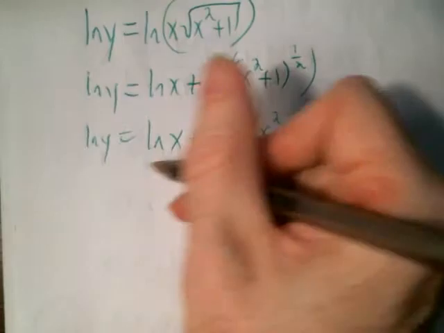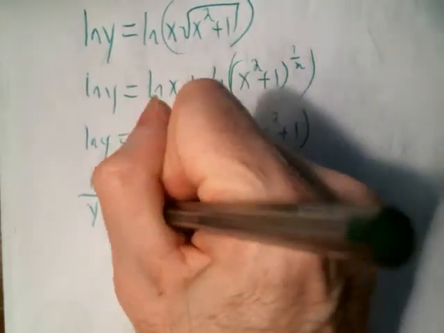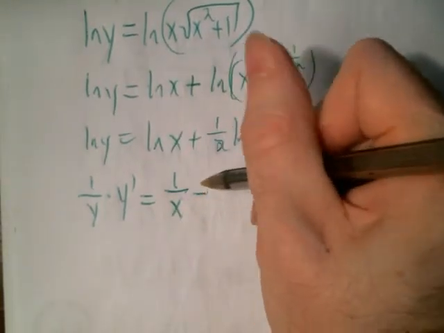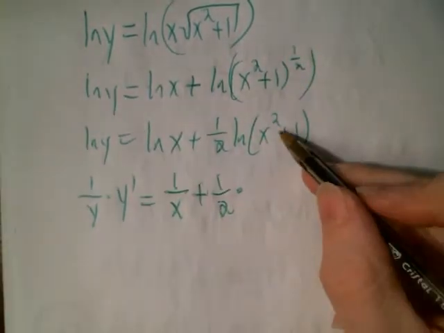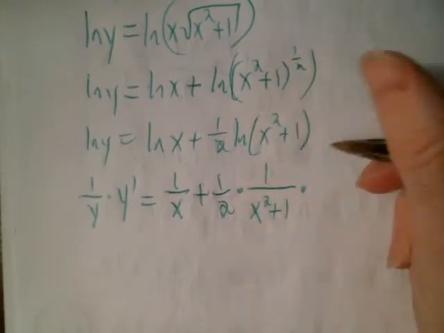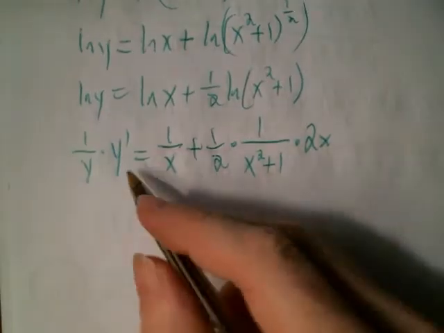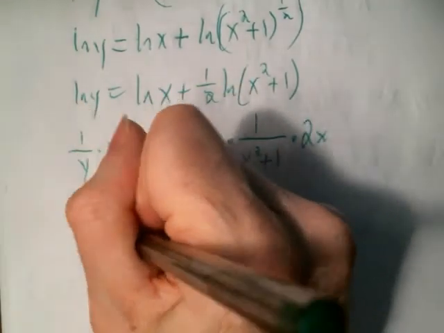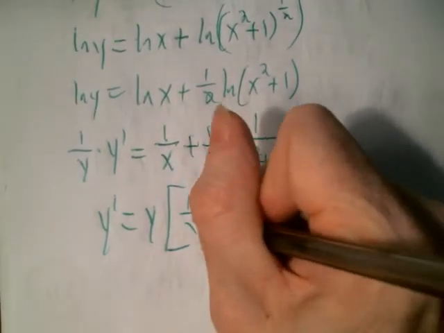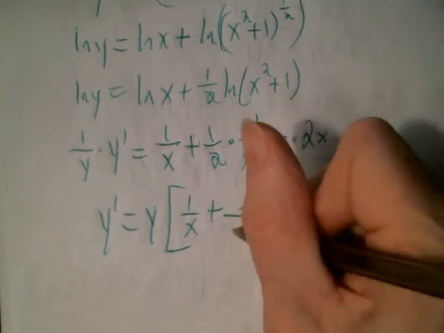And then you can differentiate implicitly. The derivative of ln of y is 1 over y times y prime. The derivative of ln of x is 1 over x, plus 1/2 times the derivative of ln of x squared plus 1, which is 1 all over the guts times the derivative of the guts. You're going to want to multiply both sides by y to isolate y prime. So I have y prime is y times 1 over x plus 1/2 times 2x, which is just x, so we have x all over x squared plus 1.